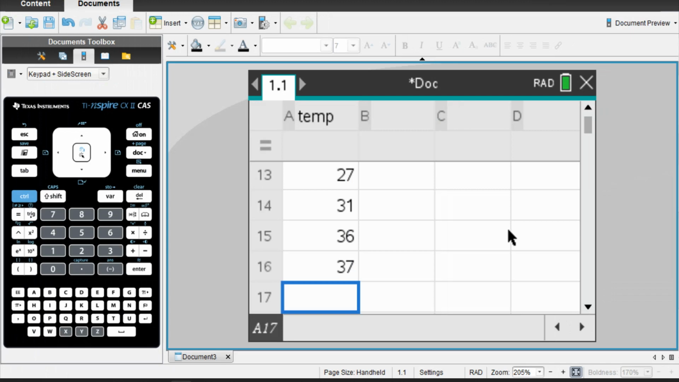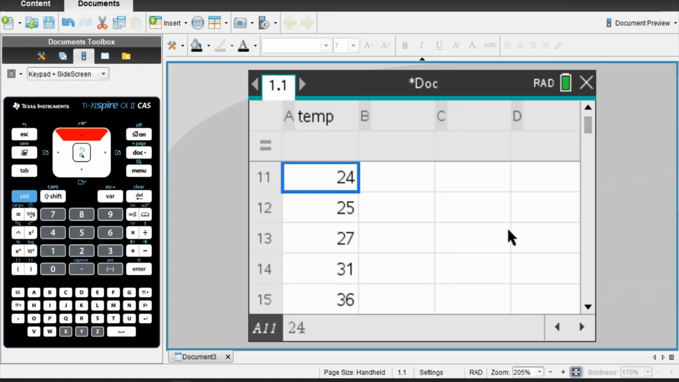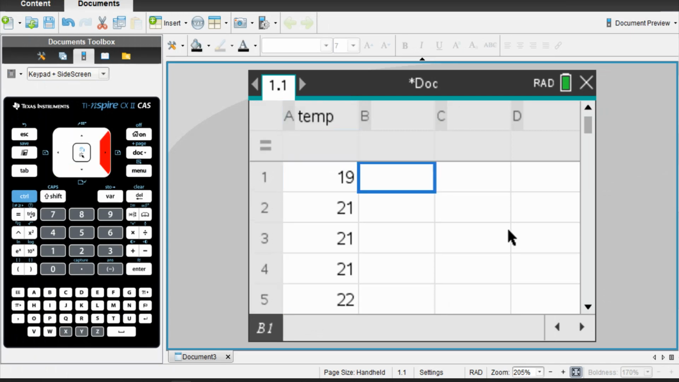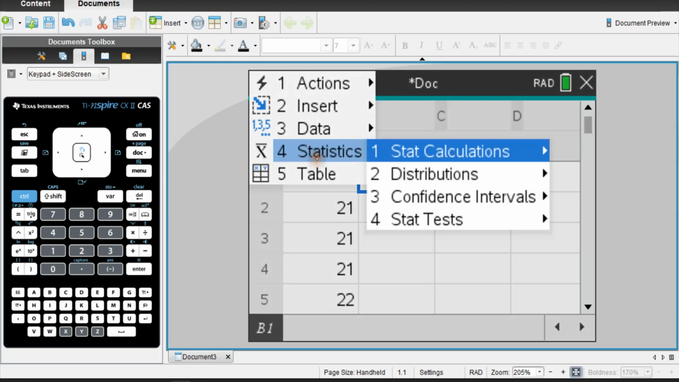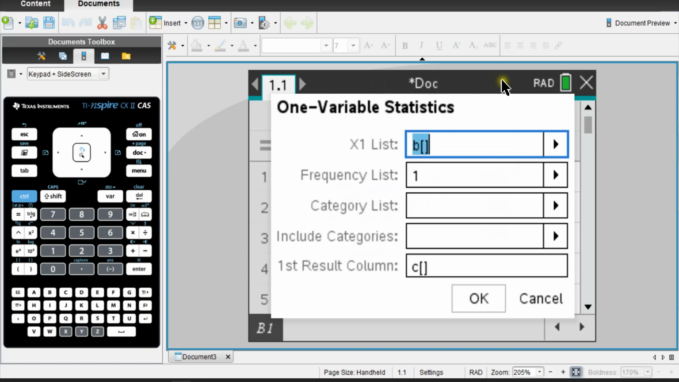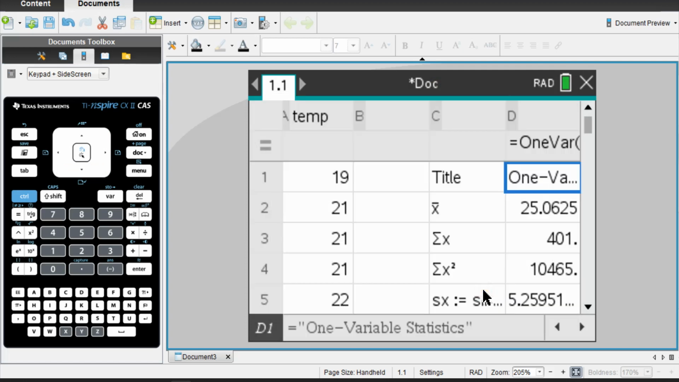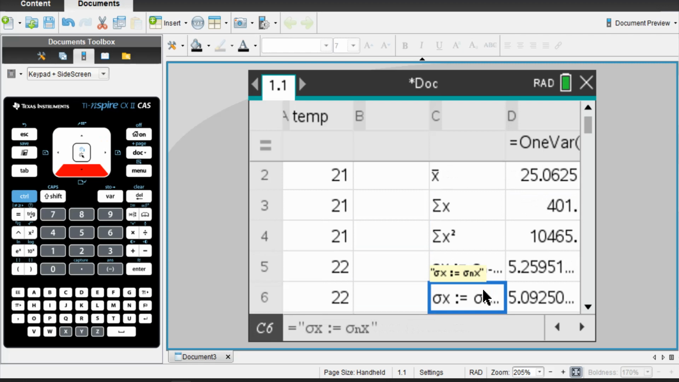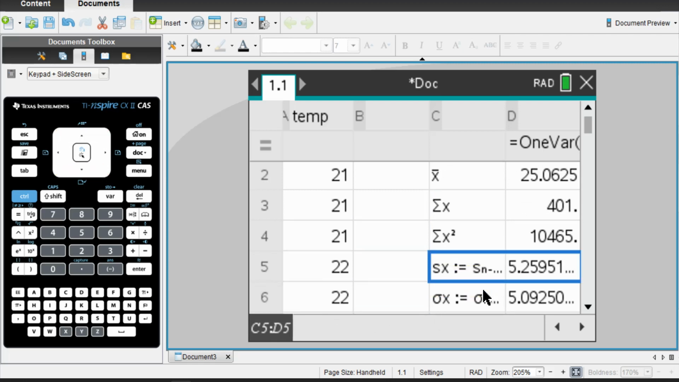Pretty straightforward. Okay, how do you do your 5-number summary, your mean, median, mode? Remember, menu, statistics, stat calc, 1 variable stats. Then put your data in here, whatever data you're looking for, and there it is. You're only looking for the mean and the standard deviation. So you're looking at this number and this number here. Those two. So that means the mean is 25.06.